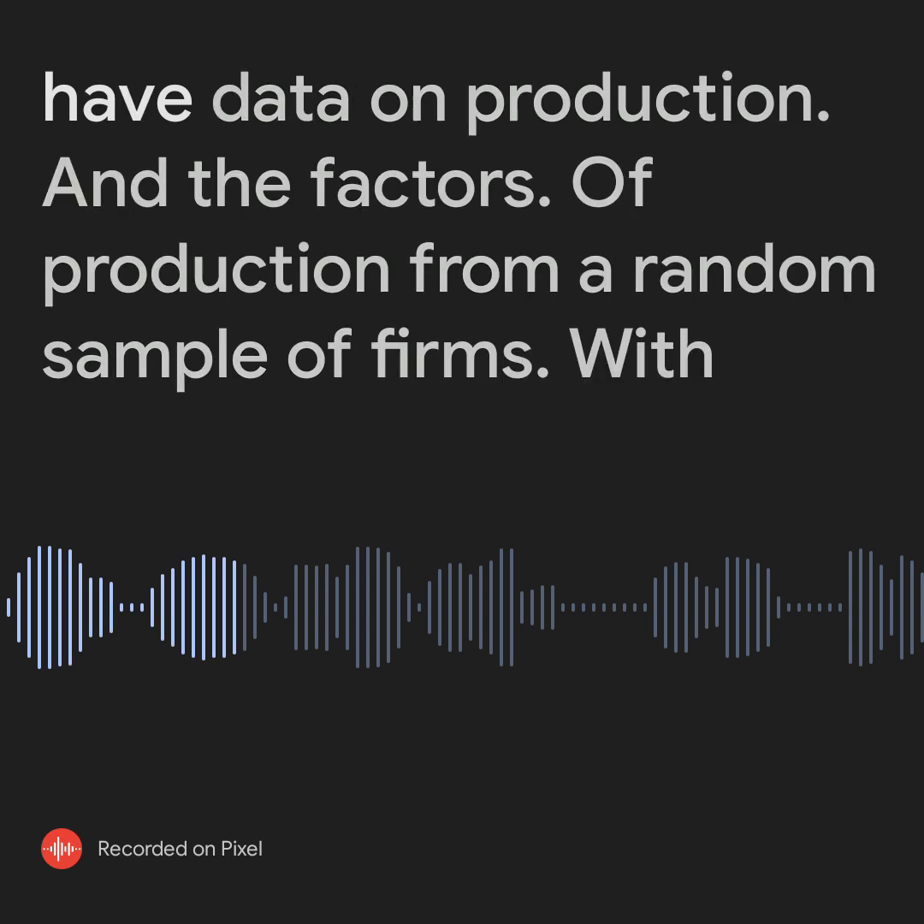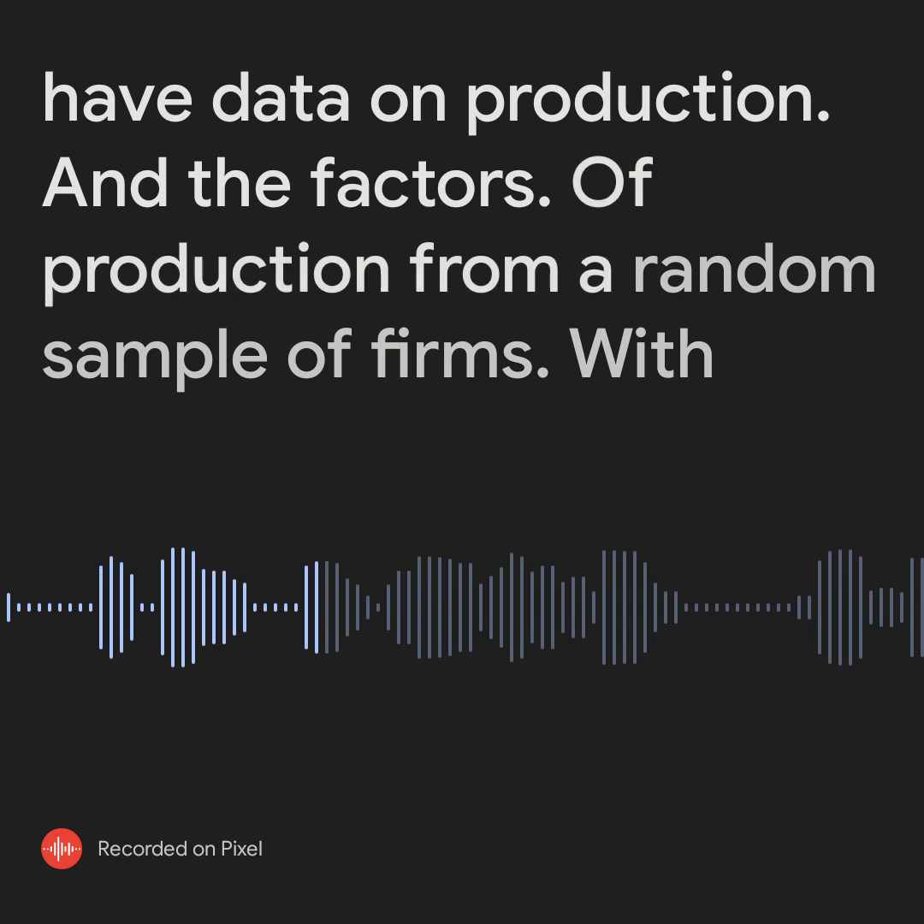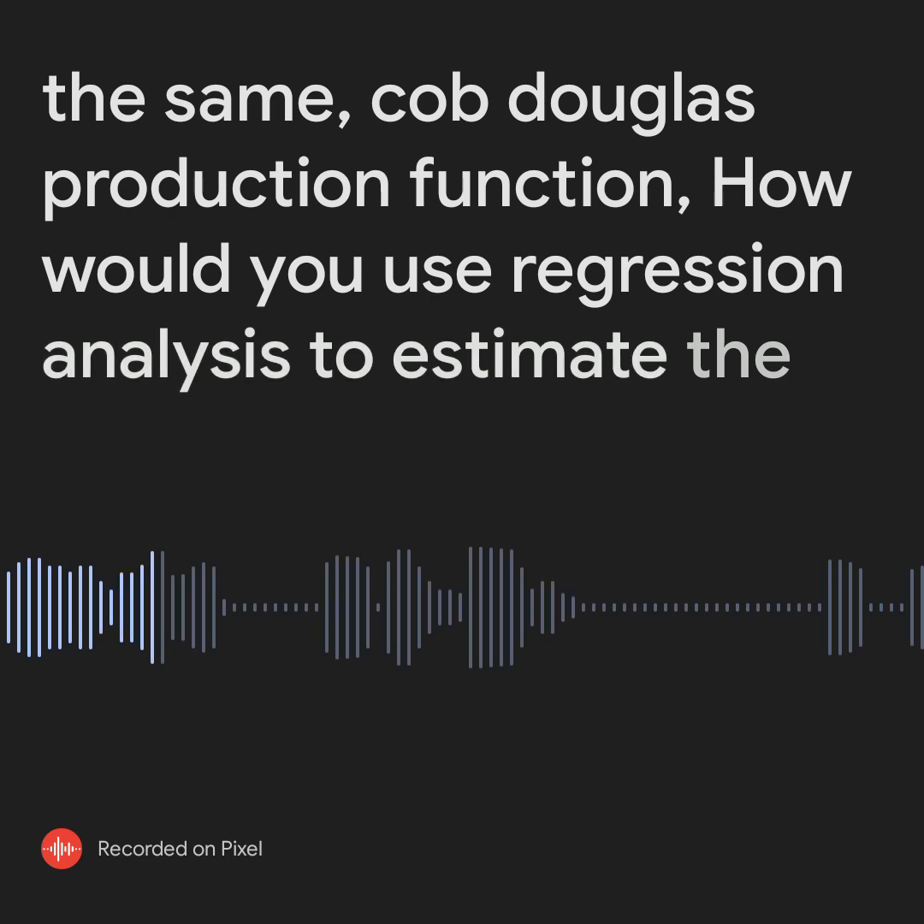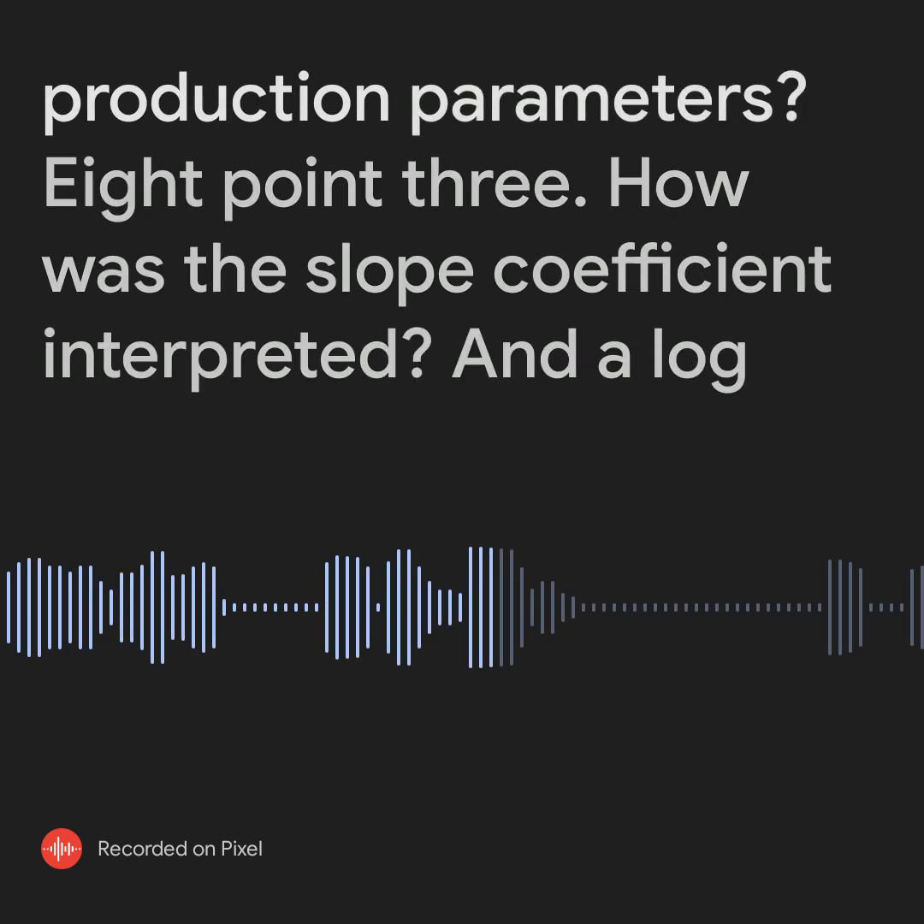Suppose you have data on production and the factors of production from a random sample of firms with the same Cobb-Douglas production function. How would you use regression analysis to estimate the production parameters?